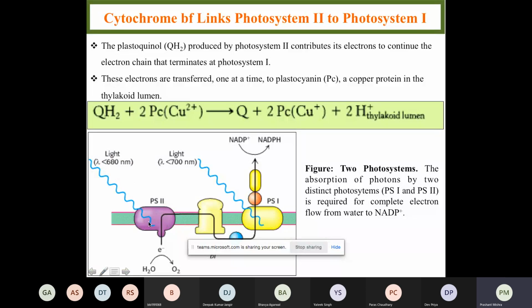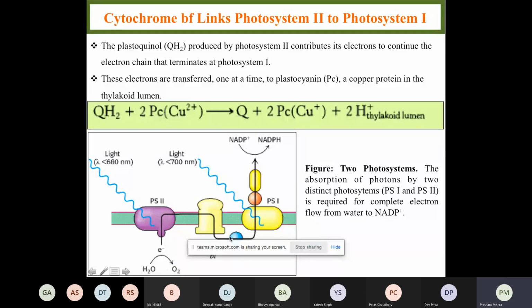Here the photons excite at PS2. I'll give you the complete cycle, but this explains how QH2 is going to be converted into Q. The simple mechanism is that the photons come, they excite, and after excitement the electron leaves, so you get a hole of electron in PS2. And how is it being filled? It is filled by the splitting of water, which is converted into oxygen. This is the process by which oxygen evolution occurs in photosynthesis.